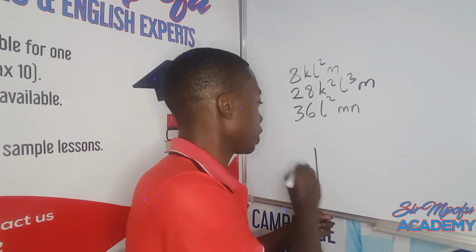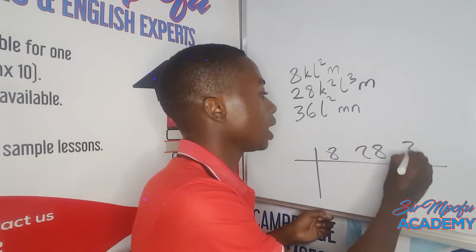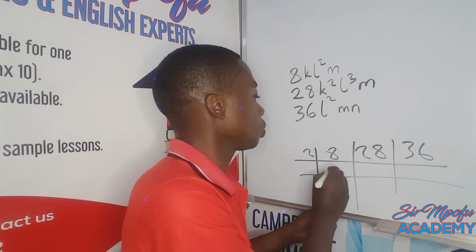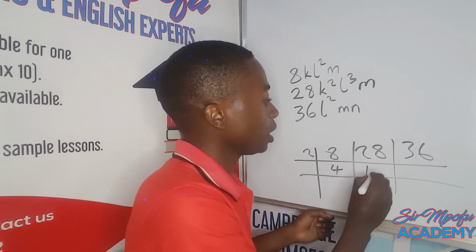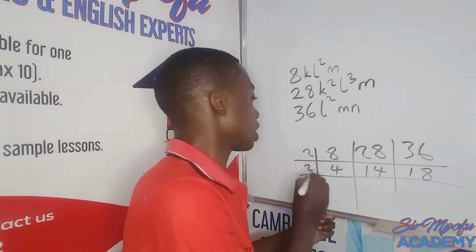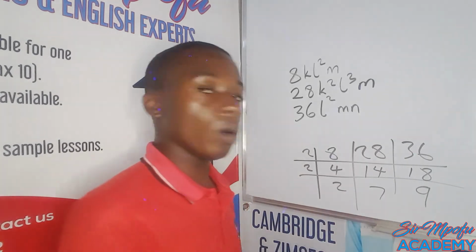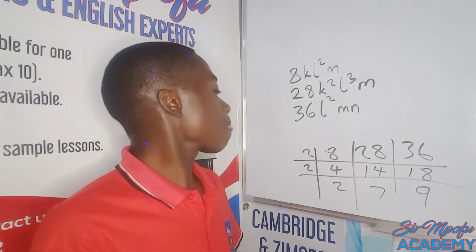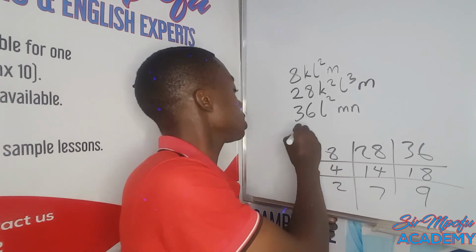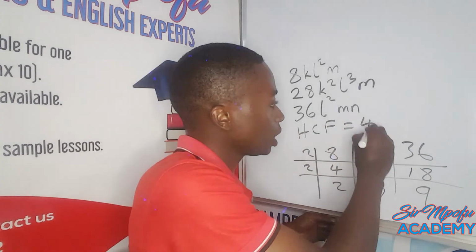Right, the highest common factor, the first method: we have 8, we have 28 and 36. We find the common factor, that's 2. 4 times here, that's 14 times, and here, that's 18 times. We find another common factor here, that's 2, 2, 7, 9. Do you have another common factor here? No, we don't. So it means our highest common factor for these three numbers is 2 times 2, which is 4.